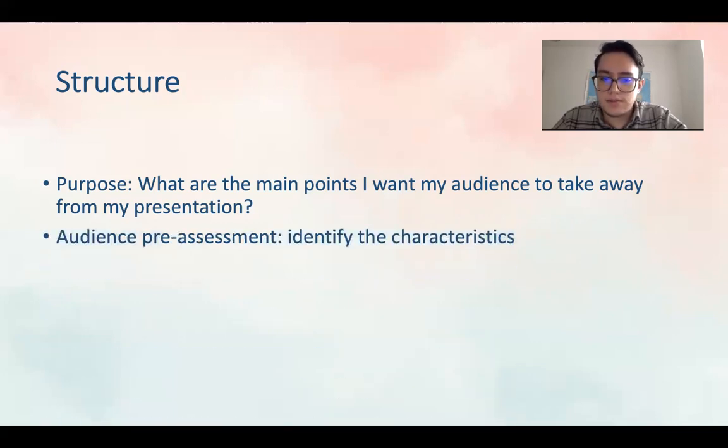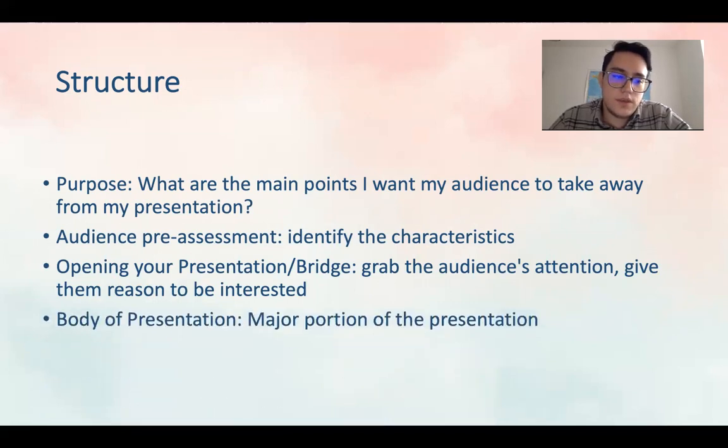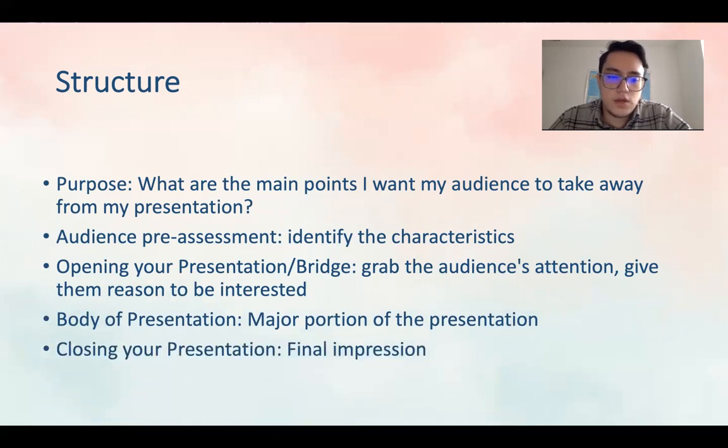Audience pre-assessment is what we talked about, to identify the characteristics of the people you present for. Opening your presentation and bridge is like grabbing the audience's attention and giving them a reason to be interested. Body of presentation is the major portion of the presentation. Closing your presentation is the final impression.